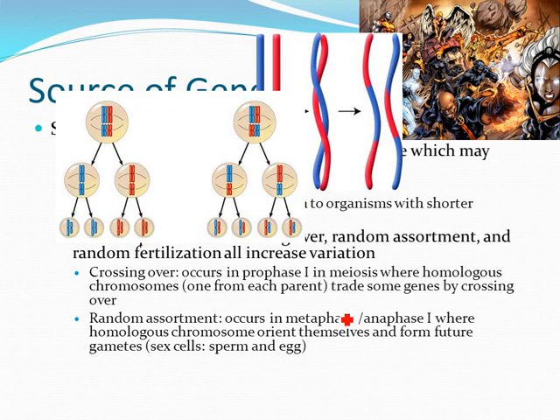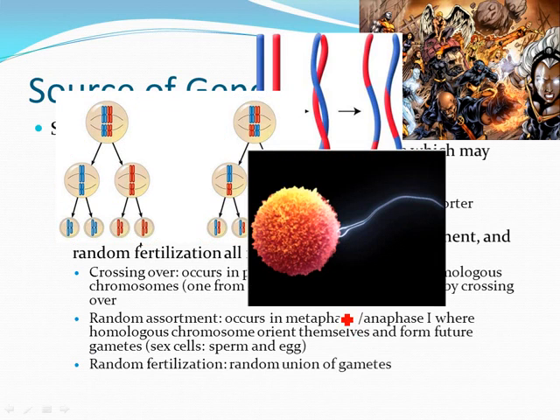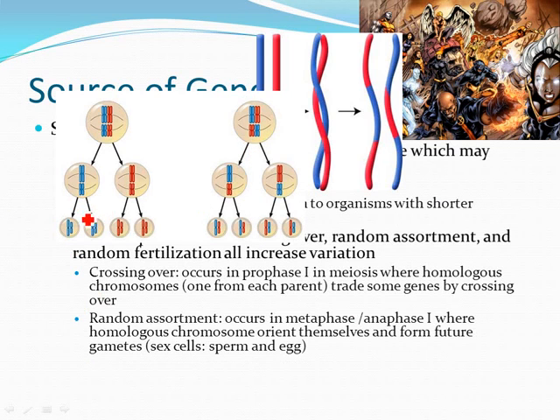Finally, we come to random fertilization. So certain sperm will fertilize certain eggs and so on and so forth. When we're talking about these sperm and eggs, we could say that this sperm here fertilizes this egg, or we could say this sperm here fertilizes the same egg, and so on and so forth.